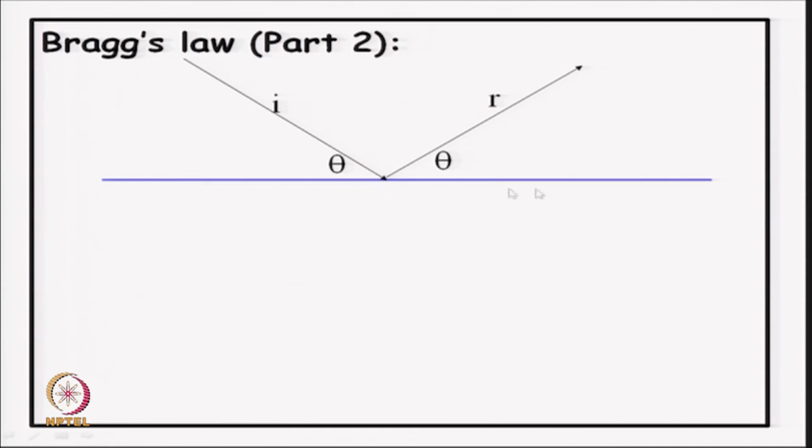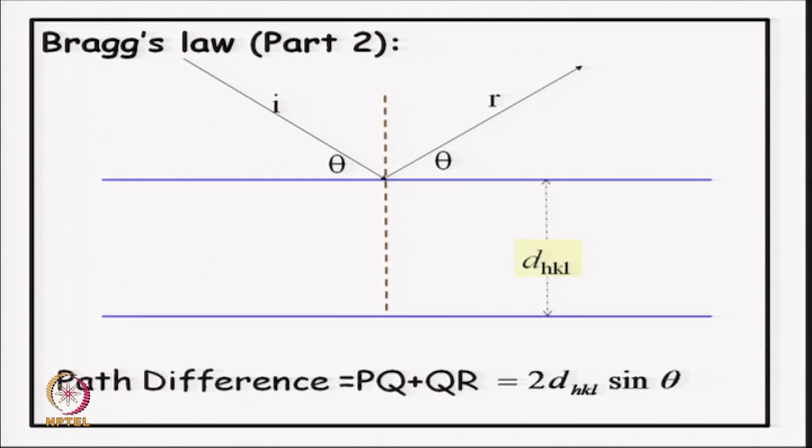So, the blue line shows the top crystal plane which is receiving the incoming X-ray I and is reflecting or diffracting it in the direction r. So, the incident angle theta is equal to the reflection angle theta. Let us introduce now the second plane at a distance d_hkl.